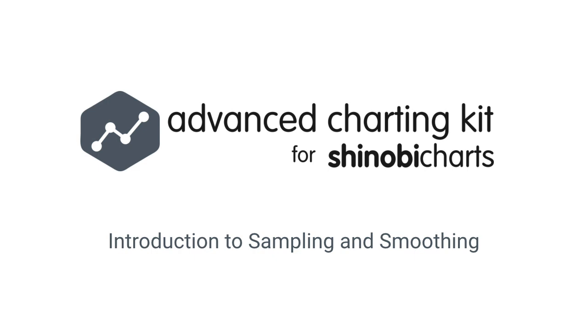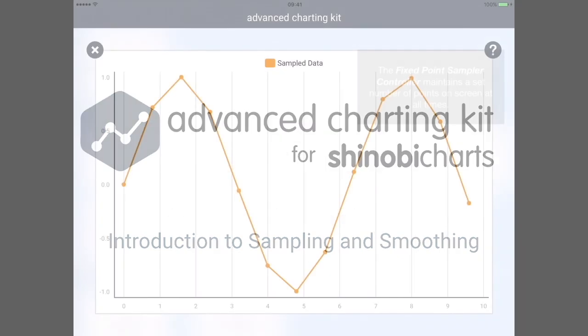This video will introduce the data adaption features of the ShinobiCharts Advanced Charting Kit. The first type of data adaption we'll look at is sampling, which shows a subset of your data points to reduce noise in the data.